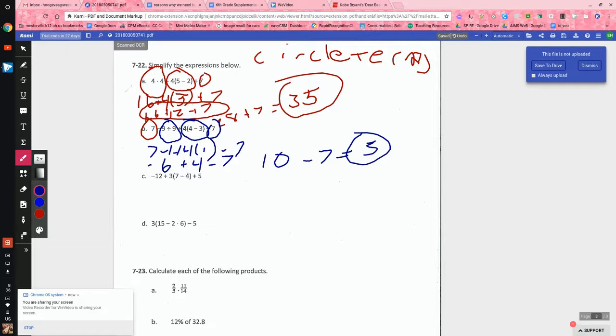Again, circle our terms. So I'm going to keep that 12 here. We're going to keep this bracketed in my 5. 7 minus 4 is 3, so we have 3 times 3. Dropping down my plus 5 and my negative 12 plus. 3 times 3 is 9, so I have my negative 12 plus 9 plus 5.